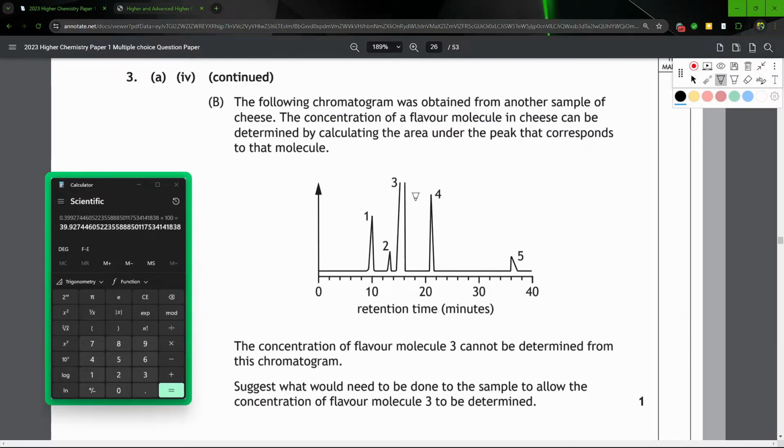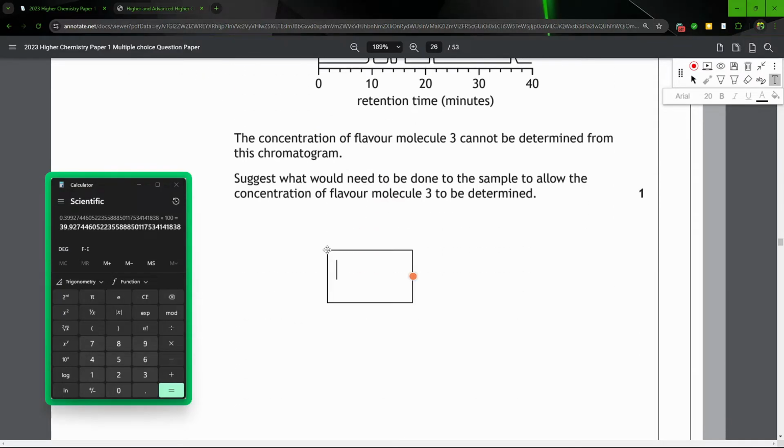Right, well, if you look at this, the concentration of flavour molecule 3 is ludicrous. Someone's really added a lot of this stuff. It's going off the scale, it's that bad. It's not actually complete, it's cut off. So the only way we're going to be able to measure the concentration is if we dilute the sample, which would bring all these peaks down so we can actually see what 3 is.